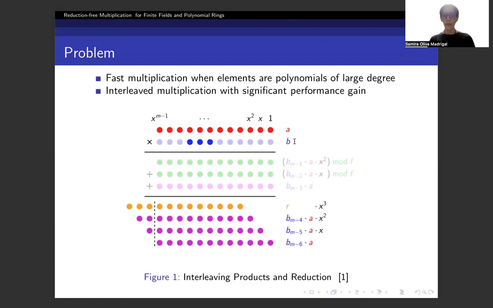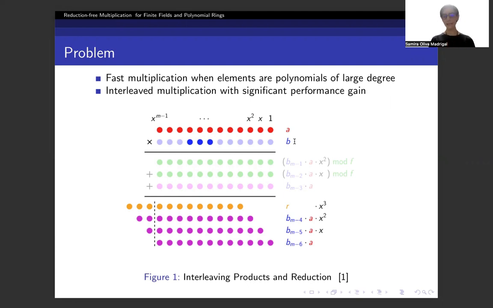The main application. The problem we are trying to solve is fast multiplication with large numbers. In our case, we are working with operands that are elements over a finite field or ring and in the polynomial basis. So these are polynomials of large degree. And ideally, we would like to interleave multiplication and reduction. And not only that, but of course, obtain a significant speed up with respect to what is currently out there.